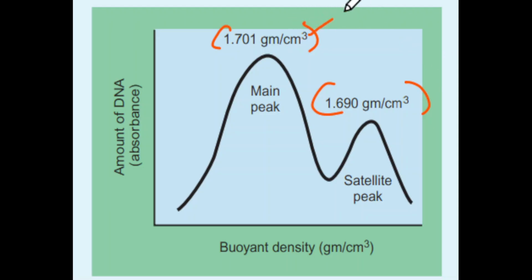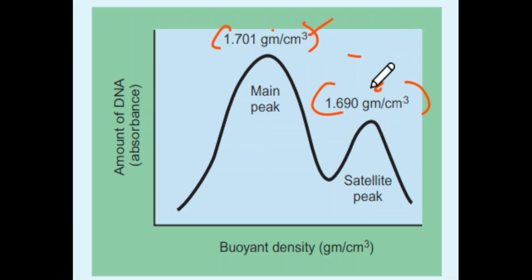The band which has the higher density is also referred to as the guanine cytosine rich band, which is the main DNA band or the unique genome sequence band, which mainly involves the coding sequences. And the smaller density band represents the repetitive DNA.